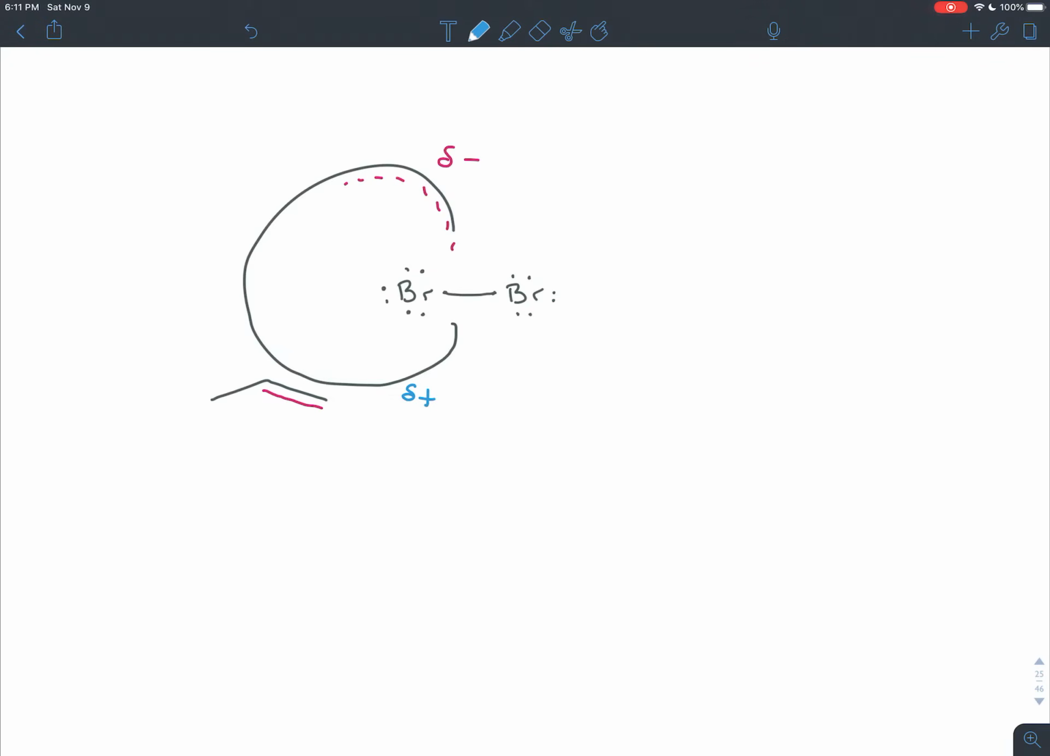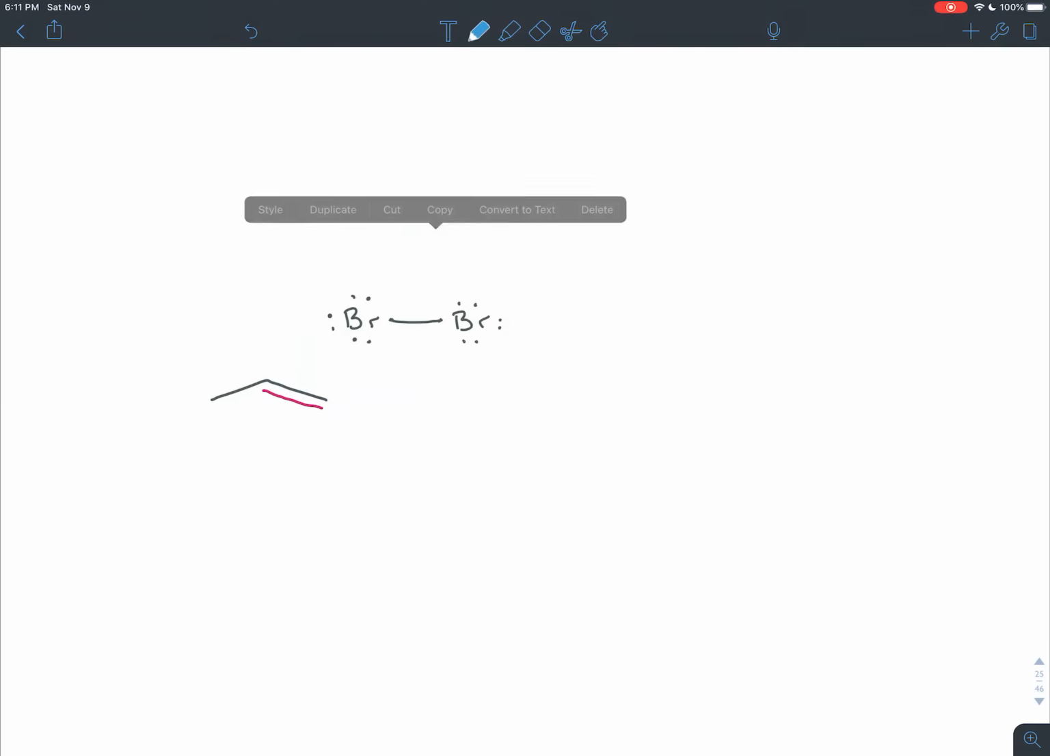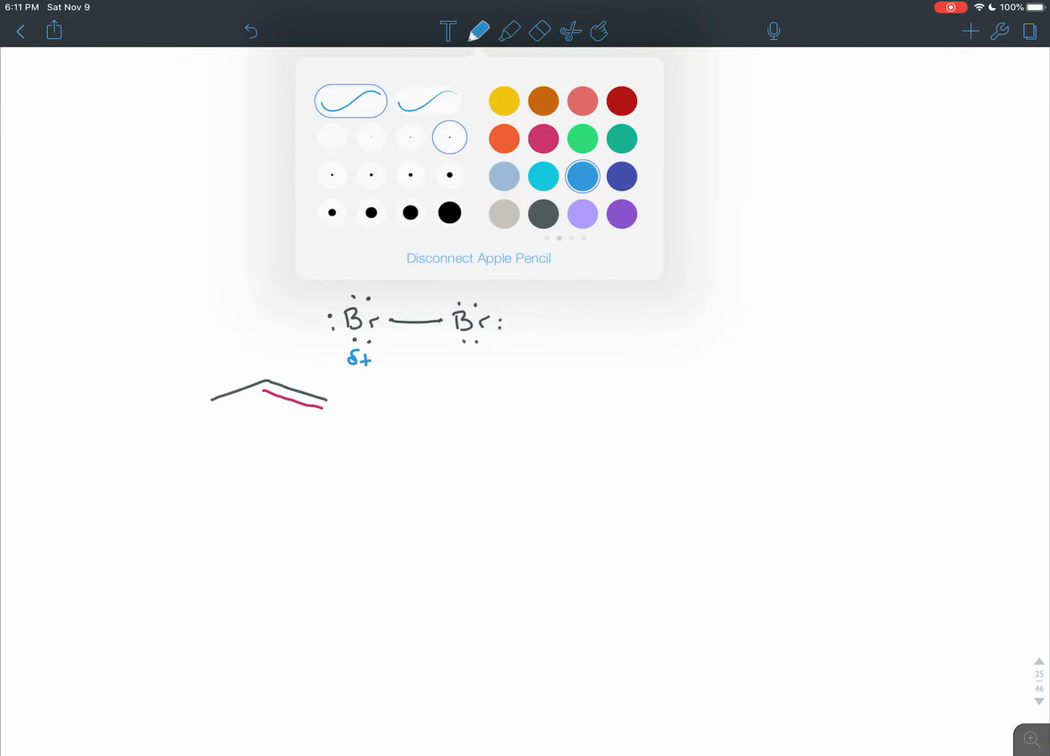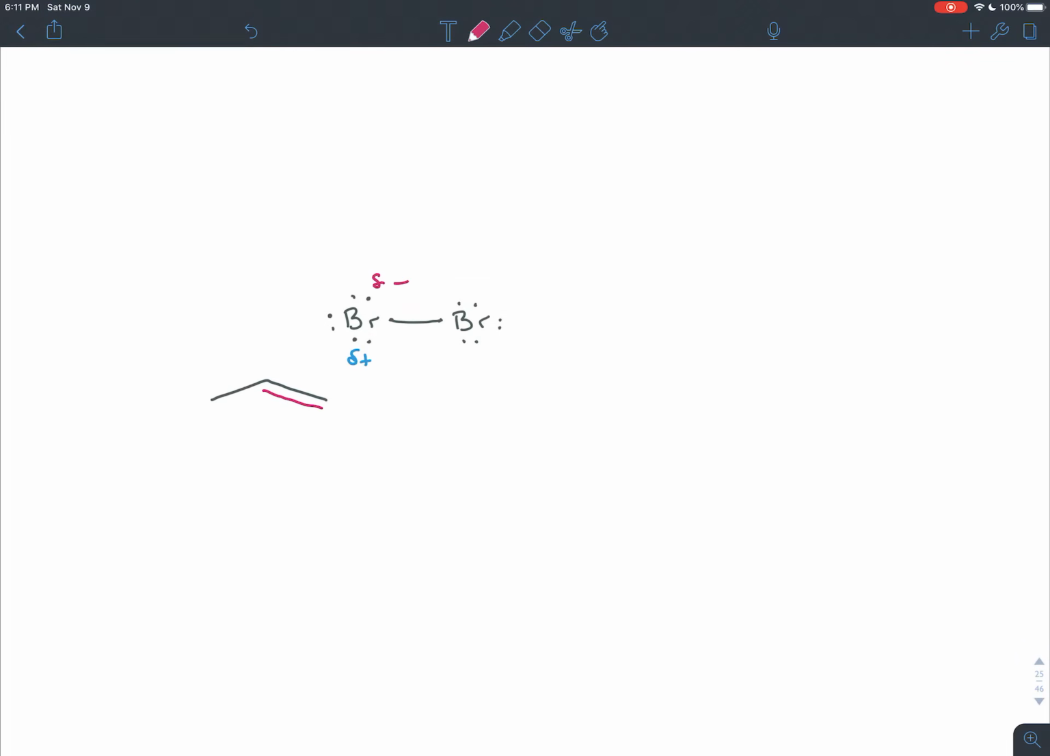Because bromine is so big, it is very polarizable, and it's able to induce these dipoles, which creates a partial positive charge that the nucleophile can attack. So if we get rid of this picture and we just think about the atom without the whole gigantic space being drawn, as this gets closer, one side of the bromine becomes slightly positive and the opposite side becomes slightly negative, so that the nucleophile attacks the bromine and kicks the other bromine off.